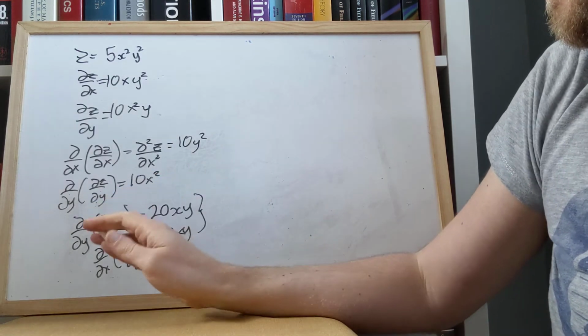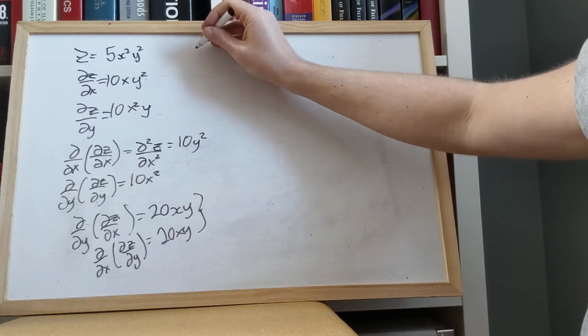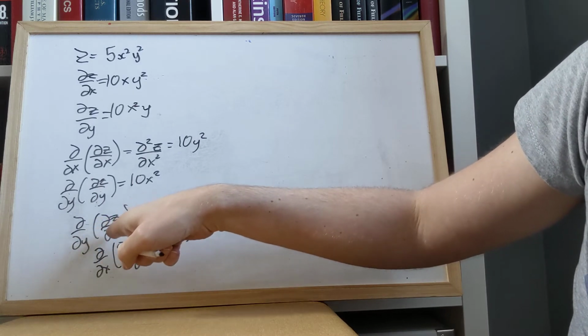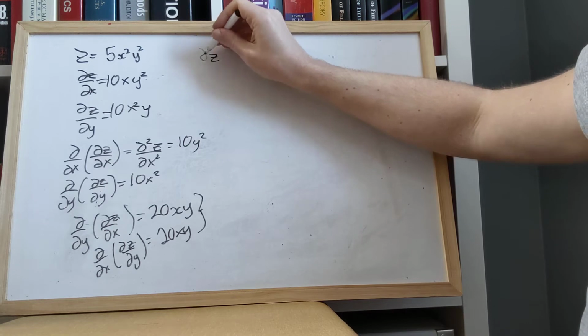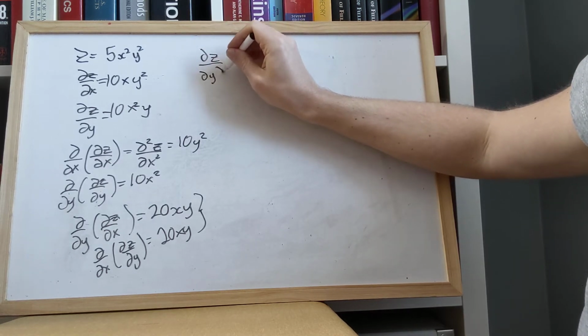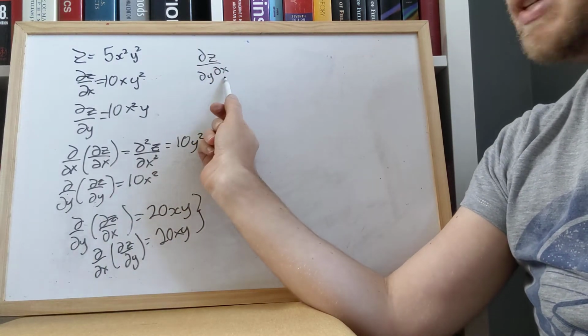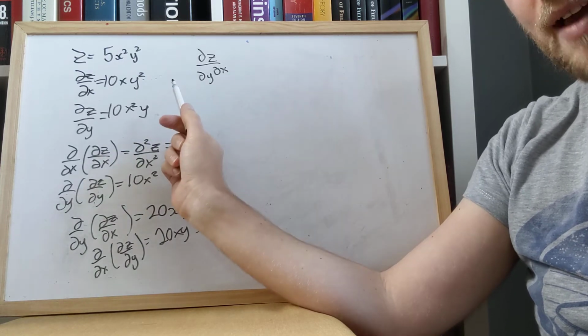Now, how do we write this a little bit more clearly? Well, so this one here, d by dy times dz by dx, we would write as d2z by dy dx. So when we write it like this, it means we differentiate with respect to x first and then y. So we read it from right to left.